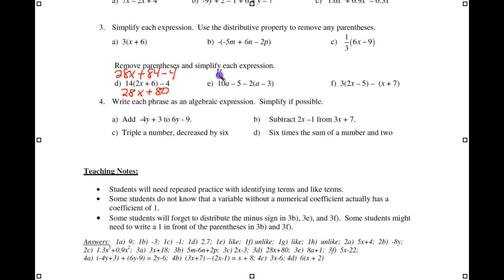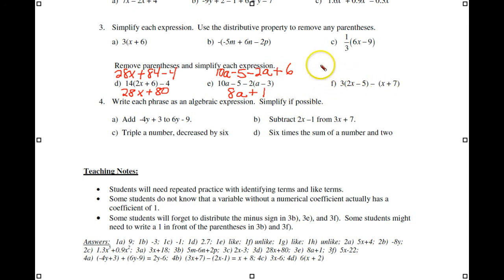So this will be 10a, a minus 5. And now we're going to distribute the negative 2 to the a, gives us a negative 2a. A negative times a negative gives us a positive. 2 times 3 is 6. So we now have a 10a minus 2a is 8a. And we have a negative 5 and a positive 6 gives us a positive 1.